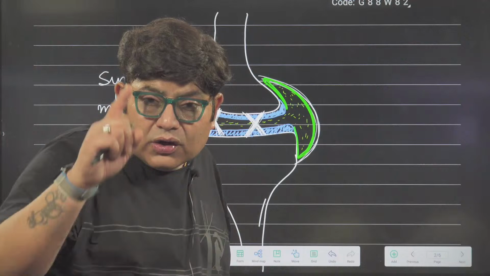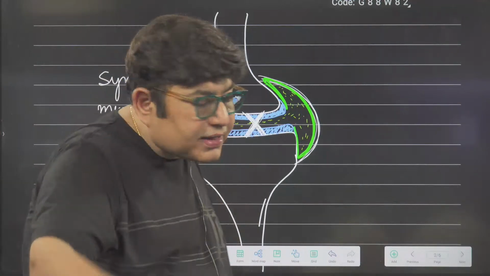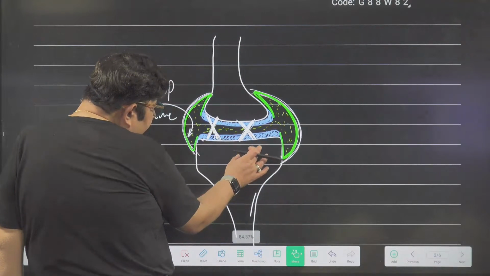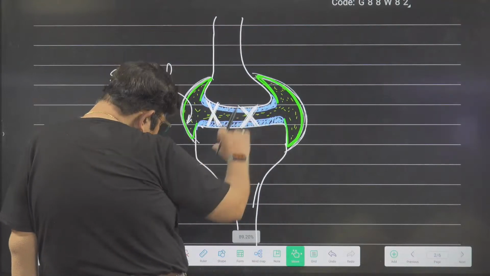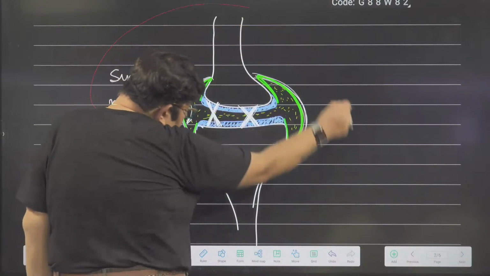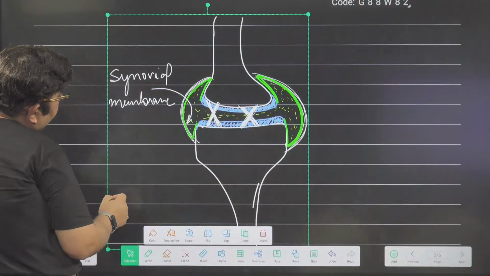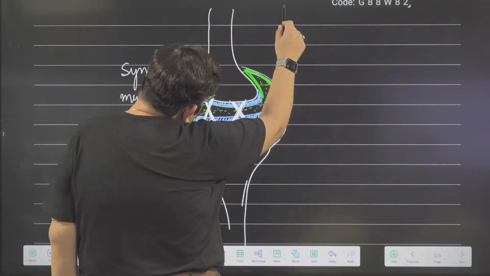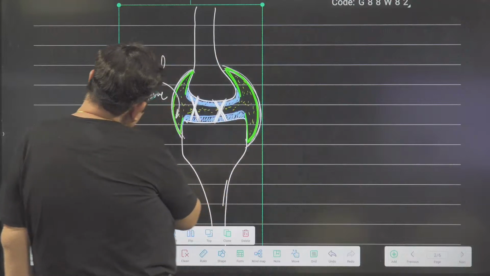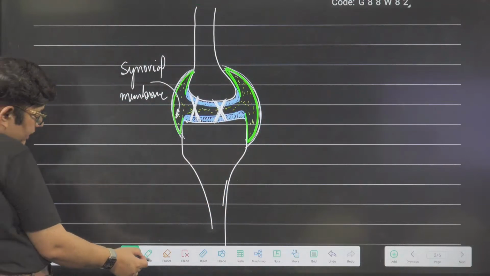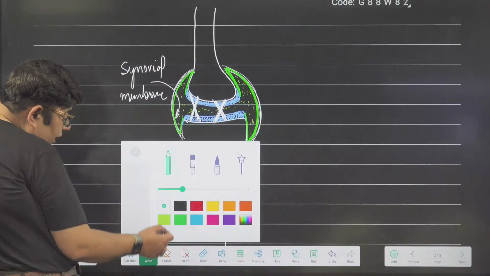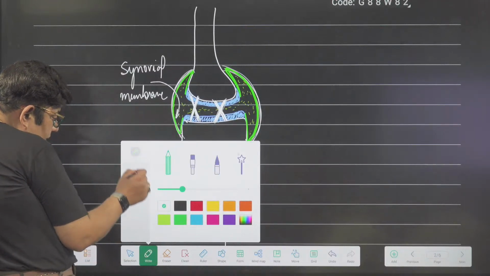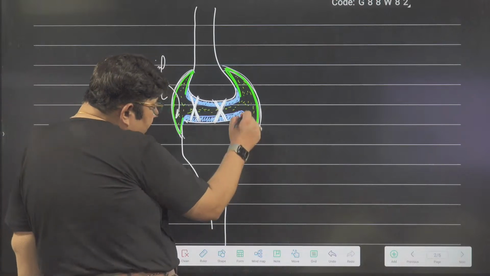In one of the diseases, the autoantibodies damage the synovial membrane. Okay, let me draw the joint a little like this. So in one of the diseases, the autoantibodies come and damage the synovial membrane. The joint becomes very inflamed. There is severe damage happening in the joint. Too much secretion, too much pain. The joint becomes very painful.